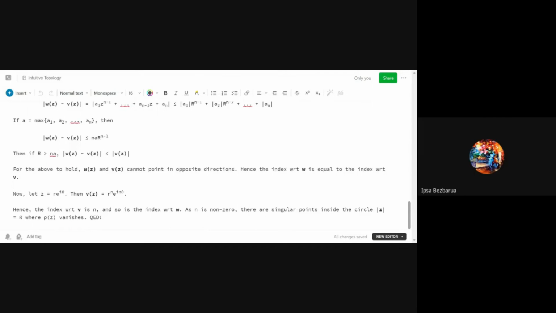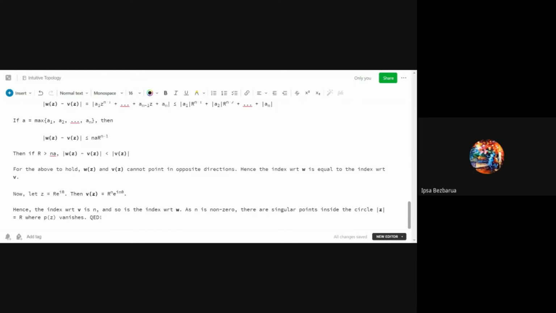So since I'm considering a circle, I can take z to be equal to, this should be capital R. Why did I write this as small r? Let z equal r e^(iθ). Then v of z becomes r^n e^(inθ).